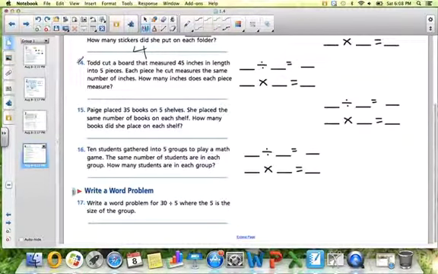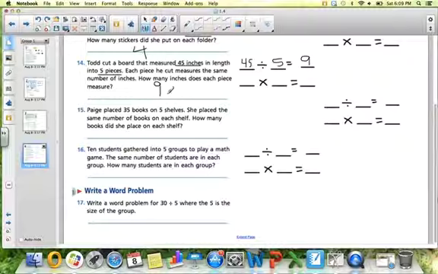Number 14. Todd cut a board that measured 45 inches in length into 5 pieces. Each piece he cut measures the same number of inches. How many inches does each piece measure? So we have our product is 45. Oops, I didn't underline. 45 inches into 5 pieces. So we're going to divide that 45 by 5 and count by 5s. 5, 10, 15, 20, 25, 30, 35, 40, 45. We have 9 fingers up. And don't forget, you can pause it anytime if I'm going fast, because I know I'm talking really fast right now. So we have 9 inches.